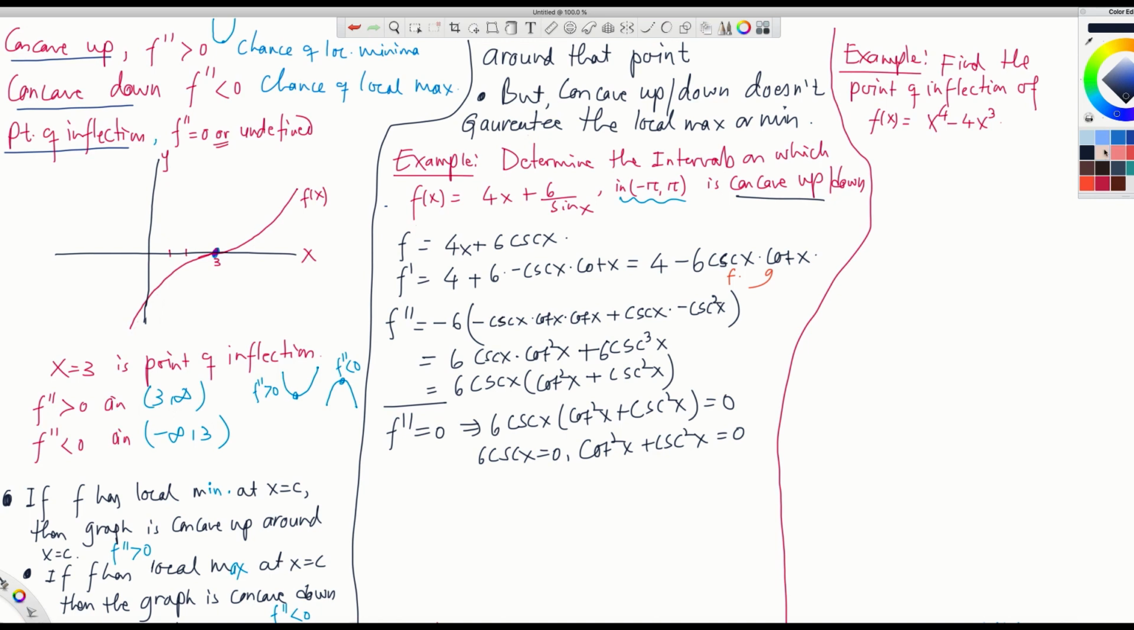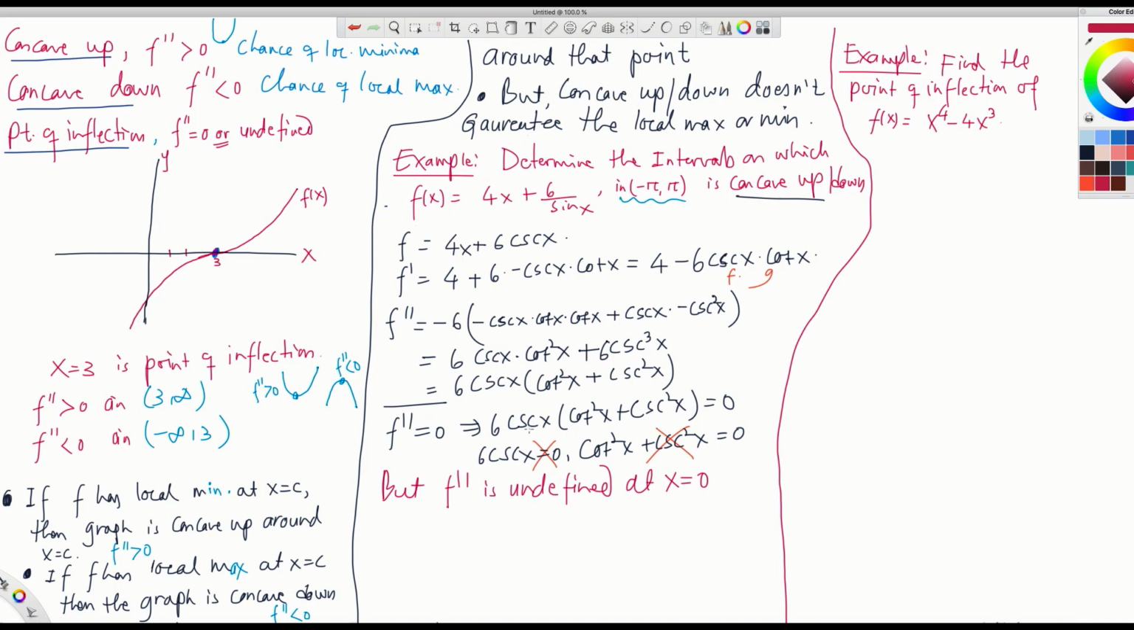So what we can say here is, this is not right, this is not right as well. So they cannot be 0. So f double prime of x is not 0 for this function. But f double prime is undefined at x equals 0. At x equals 0, this is undefined.